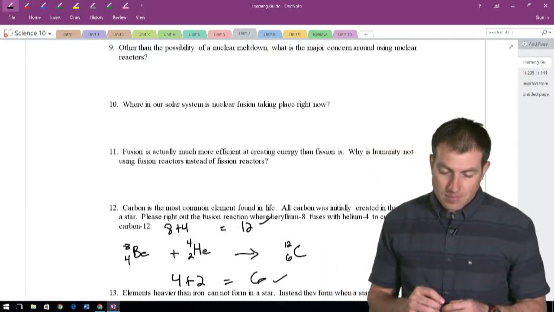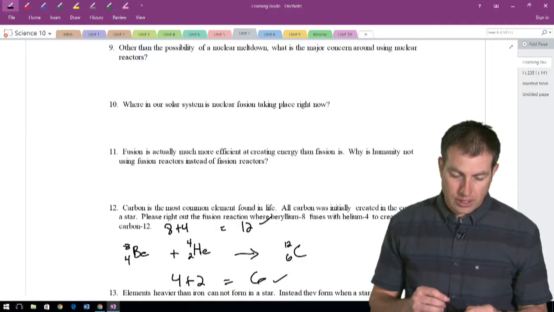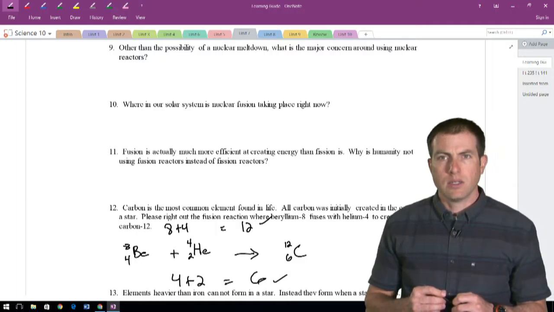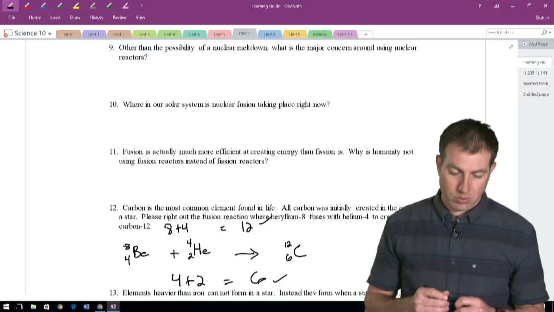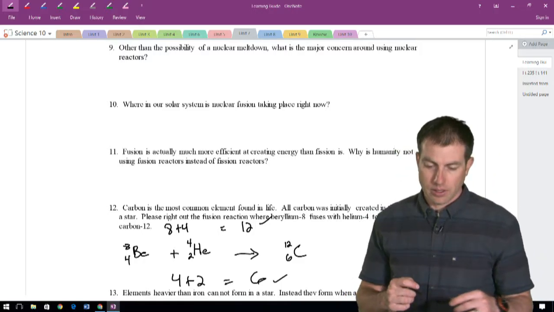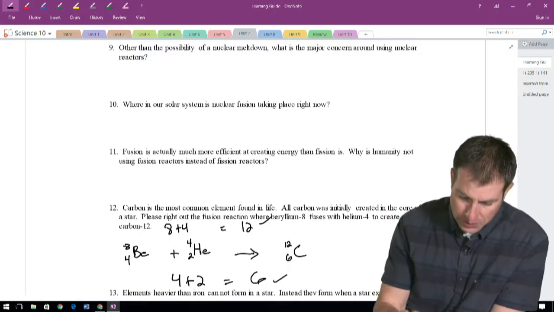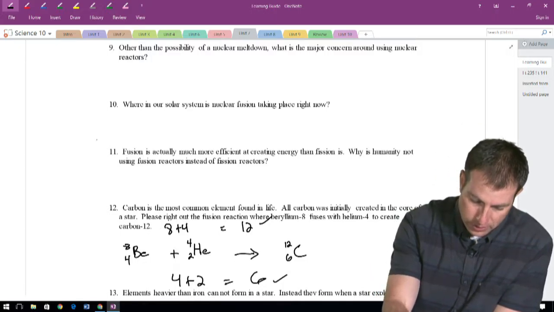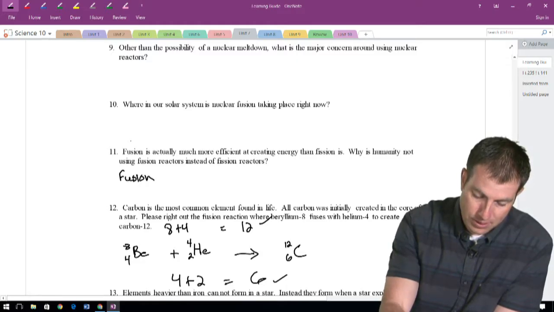Why are we not good at fusion yet? We're getting there. We're getting really close to being able to fuse things together. The big reason is that fusion reactors need very high temperatures.